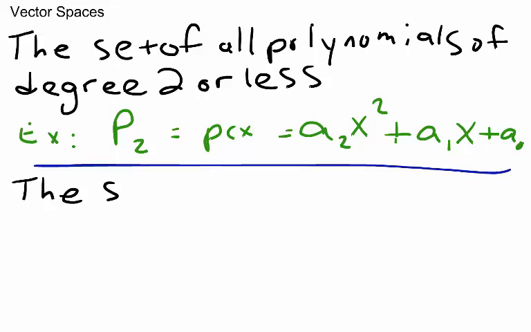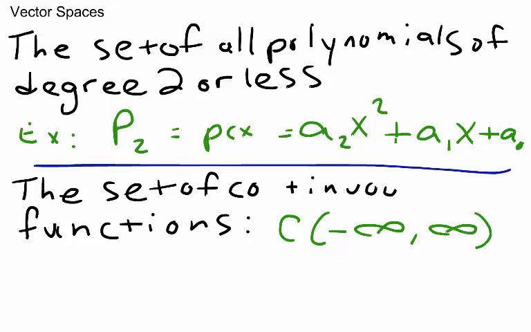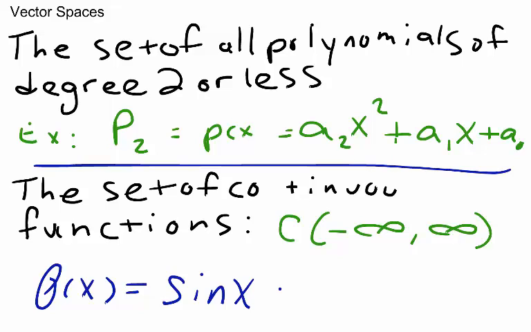Another vector space is the set of continuous functions. Contained in this set are all polynomial functions and other continuous functions on the entire line of real numbers. f of x equals sine of x, for example, would be included in this set. g of x equals e to the x would also be a member of the set of continuous functions.